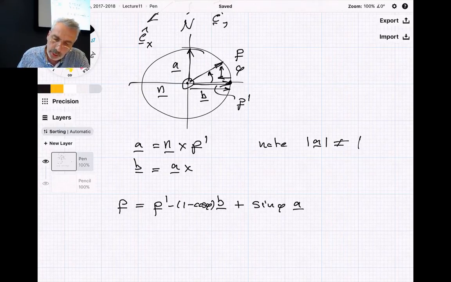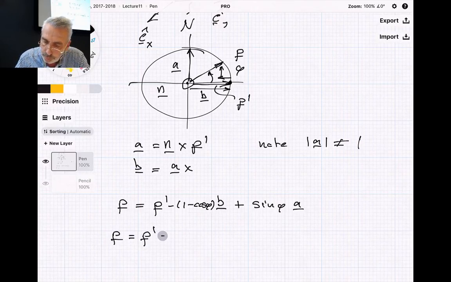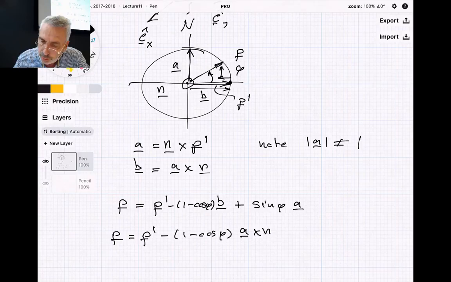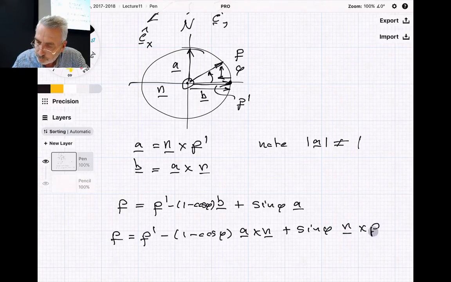Okay. Now the last thing I have to do is put these in here, and then I'm in business, right? So I have P equals P prime minus 1 minus cosine phi times, well, for B I can write A cross N, and for A I write plus sine phi N cross P prime.